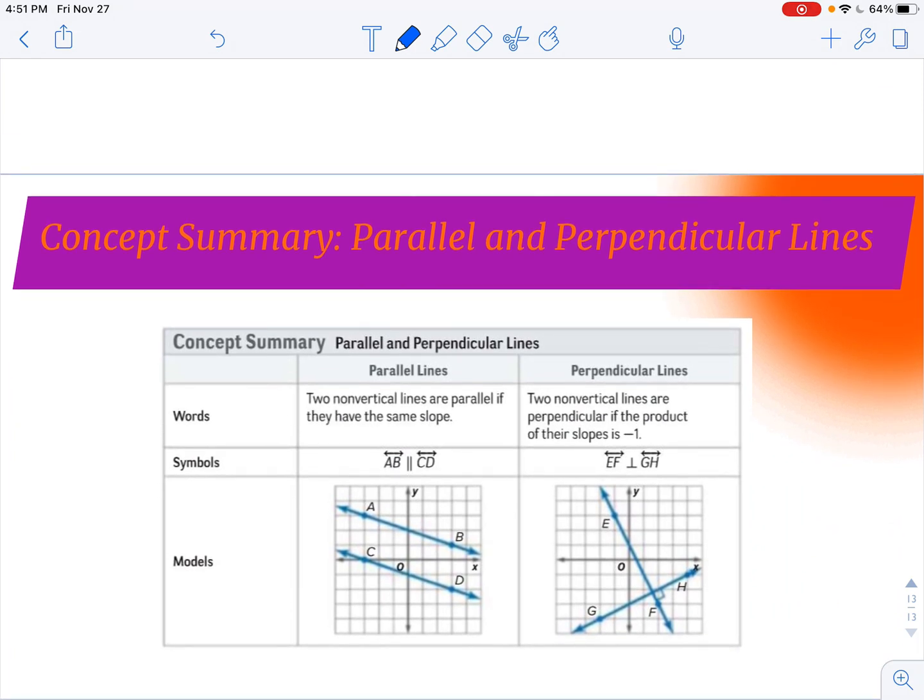And last, we have a concept summary slide of parallel and perpendicular lines, just to help you review what they are, what they look like, and what they mean.